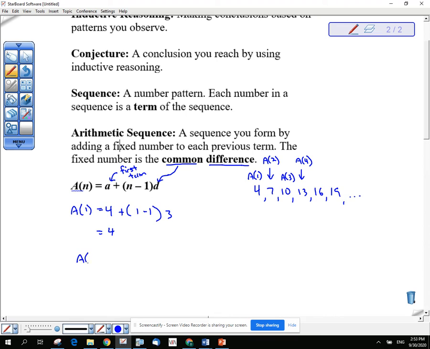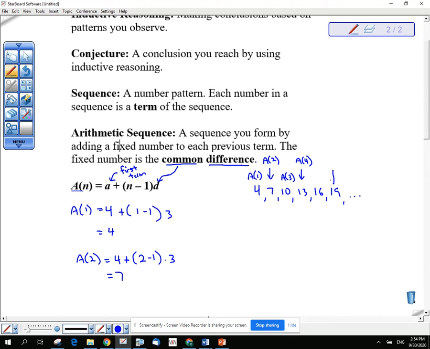Do a of 2. That would be the first term 4. 4 is still the first term. It doesn't mean the previous term, it means the first term. So it's always 4 plus n minus 1, the n is 2 this time, times 3. I'm doing order of operations correctly here: 2 minus 1 is 1, times 3 is 3, plus 4 would be 7. A of 2 is 7. Do a of 3, you'll get 10. Do a of 4, you'll get 13.